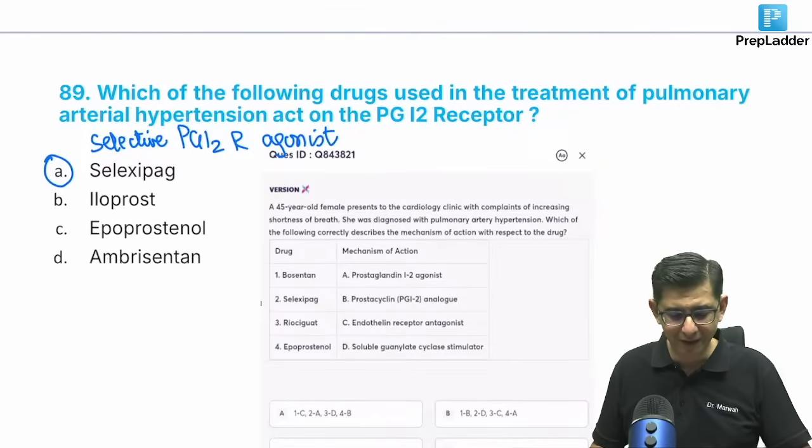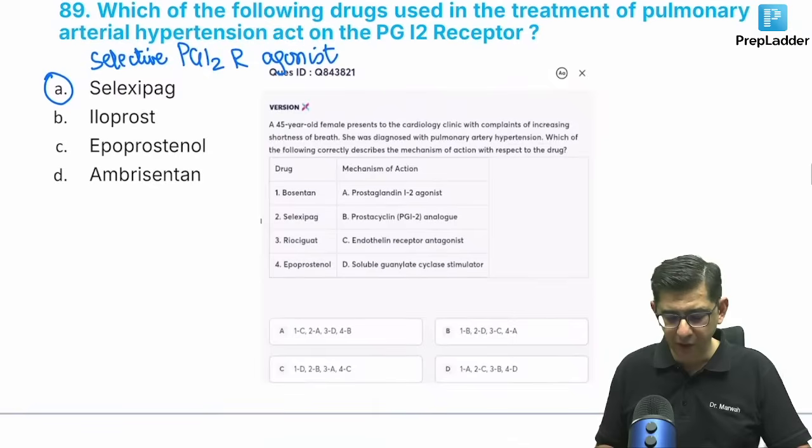Selexipag, that is a selective prostacyclin (prostaglandin I2) receptor agonist, the name itself says it, selective prostaglandin I2 receptor agonist. So it's gone a step ahead. We have a question in the app.